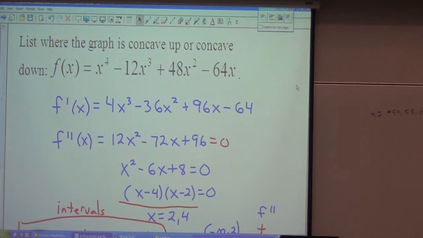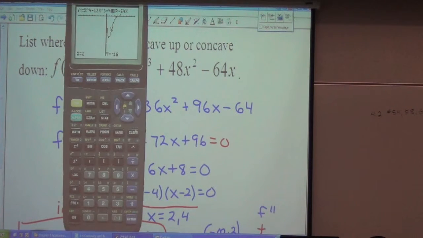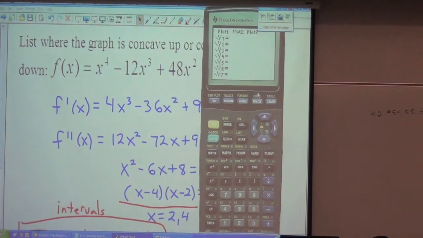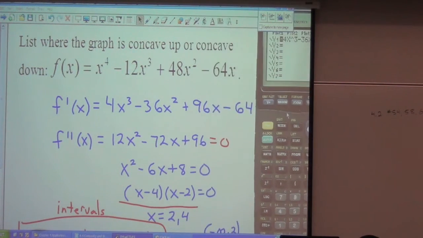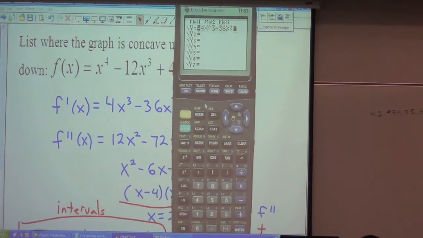how do I want to explain this? What if I graphed the first derivative? Here, look at this first derivative. It's 4x cubed minus 36x squared plus 96x minus 64.